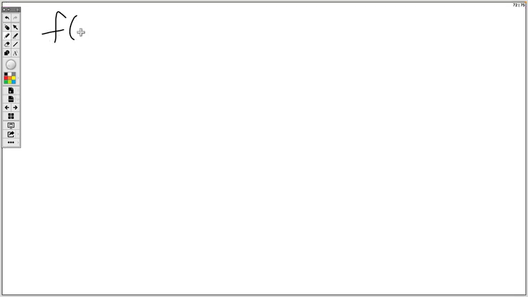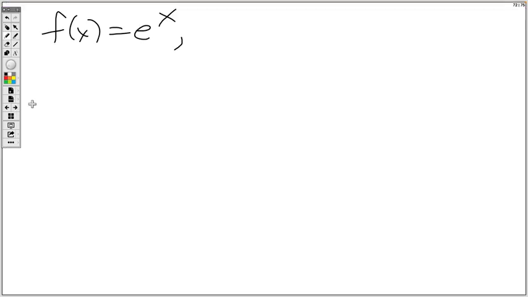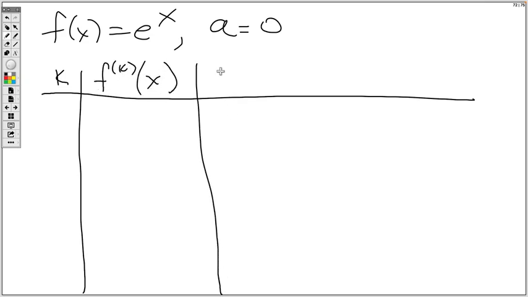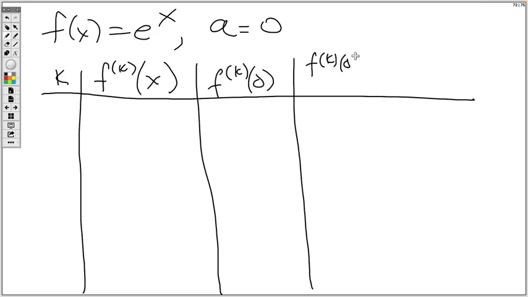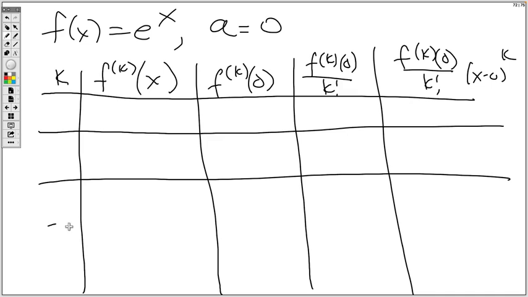All right, so let's look at f of x equals e to the x. They want the Maclaurin series. Maclaurin means we're centering things at what? 0. Let's make a little table. This won't take long, I don't think, because look at the function we're doing. And once again, we're centering things at 0, so it would be x minus 0 to the k, or just x to the k.